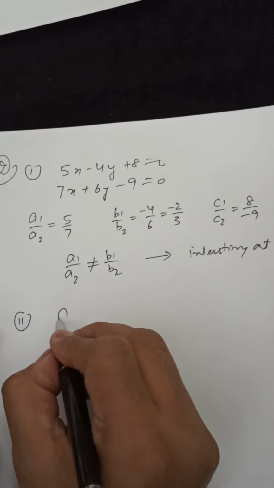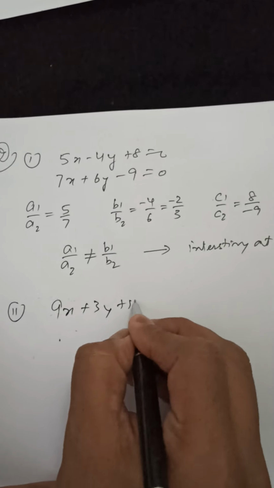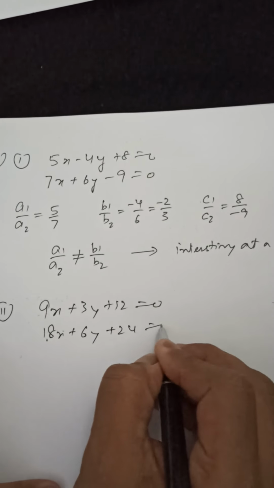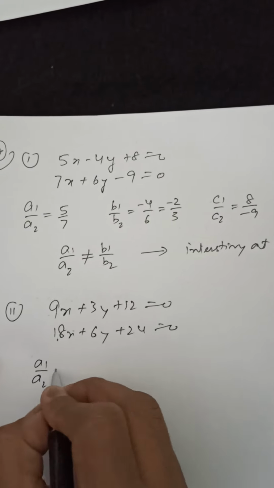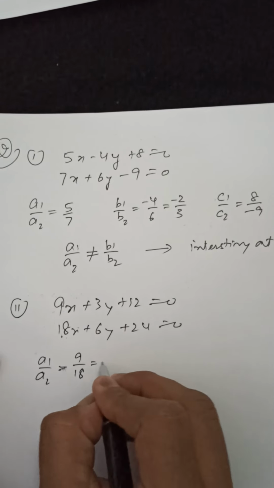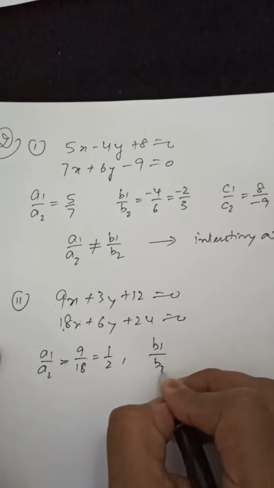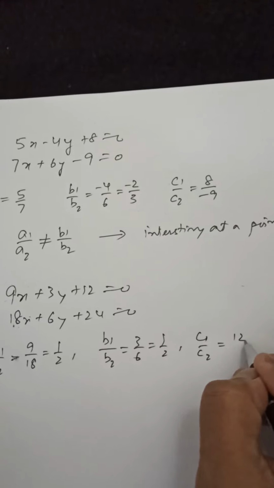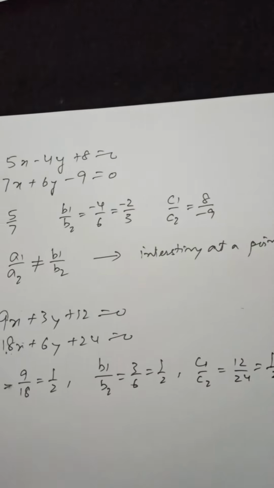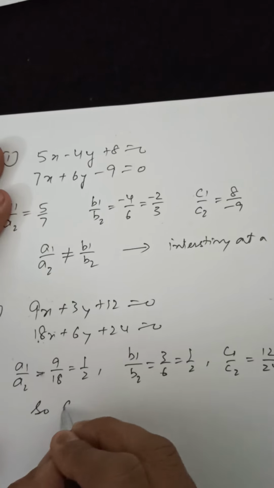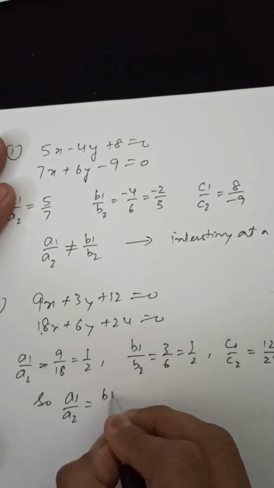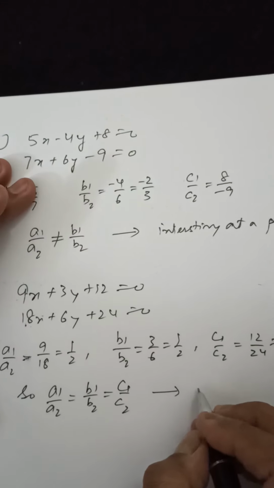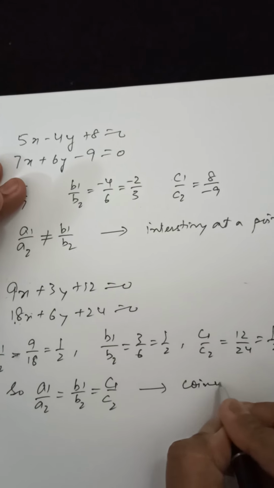Second one is 9x plus 3y plus 12 is equal to 0, and 18x plus 6y plus 24 is equal to 0. A1 upon A2 is 9 upon 18, which gives you 1 by 2. B1 upon B2, which is 3 by 6, which also gives you 1 by 2. C1 upon C2 is 12 by 24, which also gives you 1 upon 2. So we get that A1 upon A2 is equal to B1 upon B2 is equal to C1 upon C2. Hence, all the ratios are equal, so they are coincident.